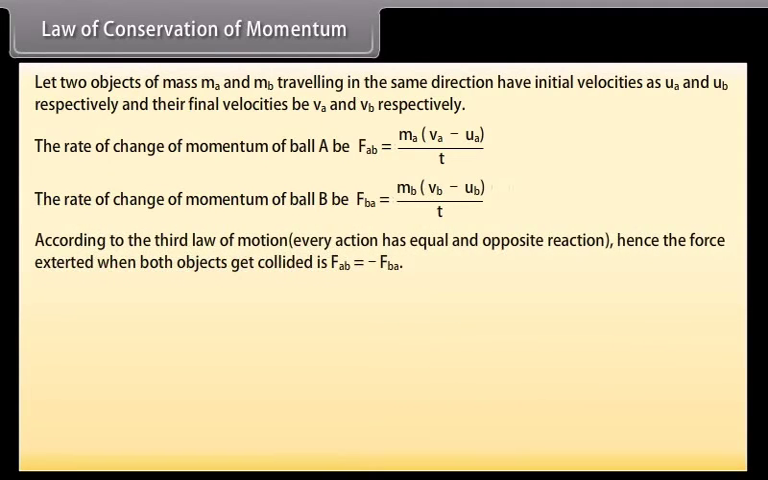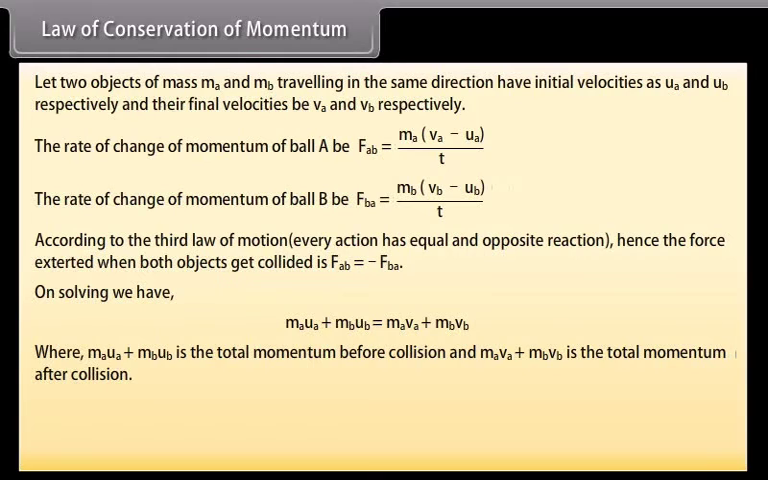According to the third law of motion, every action has an equal and opposite reaction. Hence, the forces exerted when both objects collide are FAB equals minus FBA. On solving, we have ma ua plus mb ub equals ma va plus mb vb, where ma ua plus mb ub is the total momentum before collision and ma va plus mb vb is the total momentum after collision.